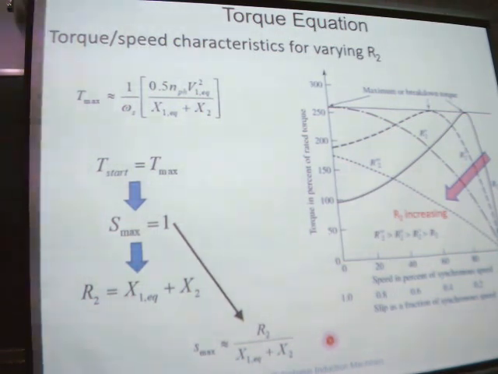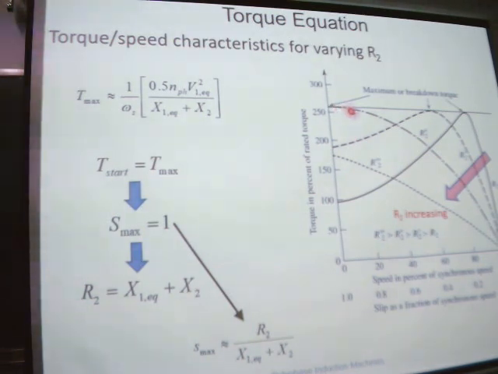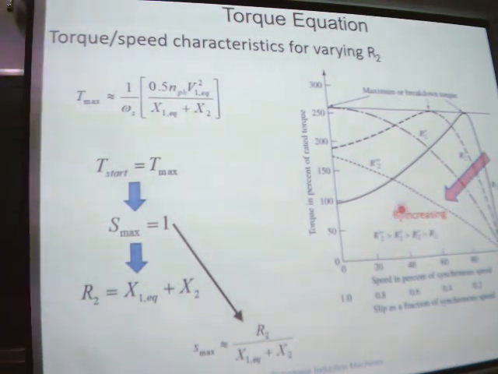So as you can see here, if we adjust the resistance and R2 is increasing, the curve varies and the maximum torque point varies. So we get different maximum torque curves. This can be achieved by adjusting the external resistance.